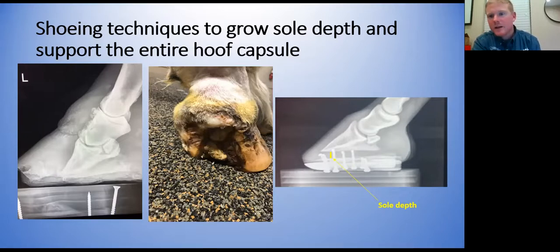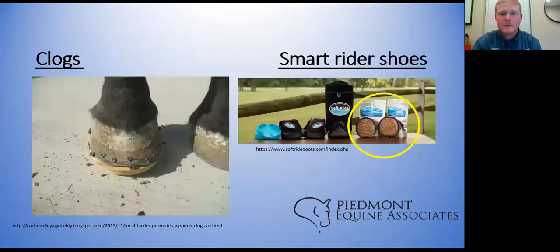And so then you think about the sole depth, looking at the image on the right, which has very little sole depth. How do you promote sole depth growth and support of the foot, with a shoe? I use clogs. Clogs, I think, are very adaptable. These are actually made out of plywood, and you attach the horse's hoof to clogs, which are plywood-based, ground-out shoes. That gives support to the whole hoof capsule and alleviates the pressure at the toe.